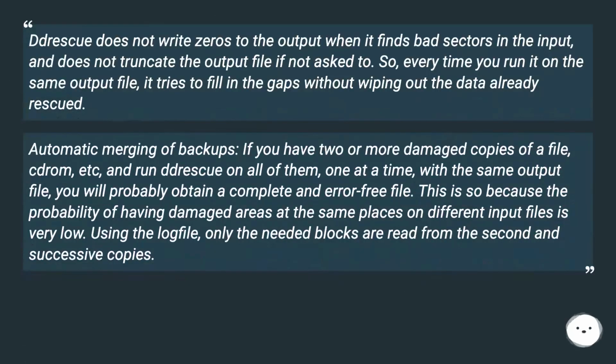Dcfldd does not write zeros to the output when it finds bad sectors in the input, and does not truncate the output file if not asked to. So, every time you run it on the same output file, it tries to fill in the gaps without wiping out the data already rescued.